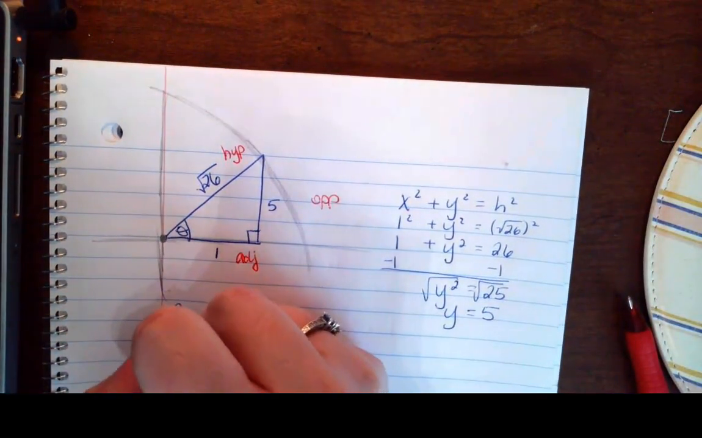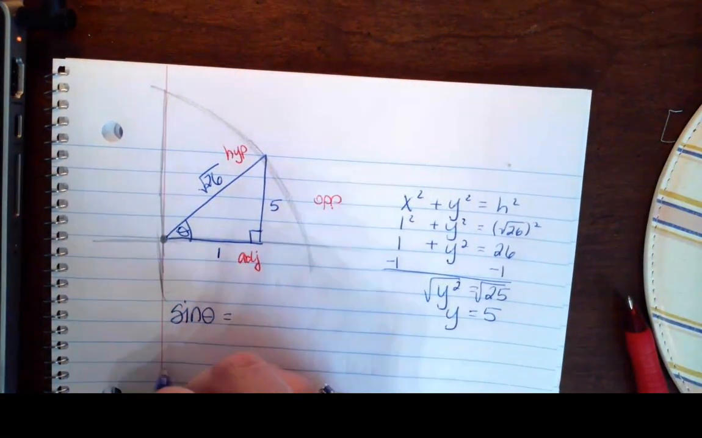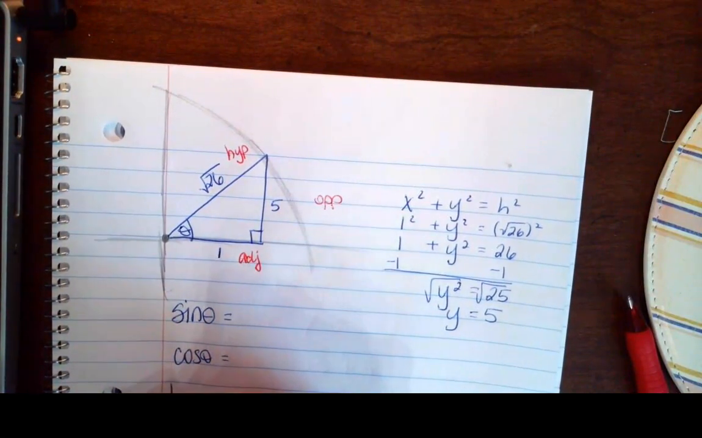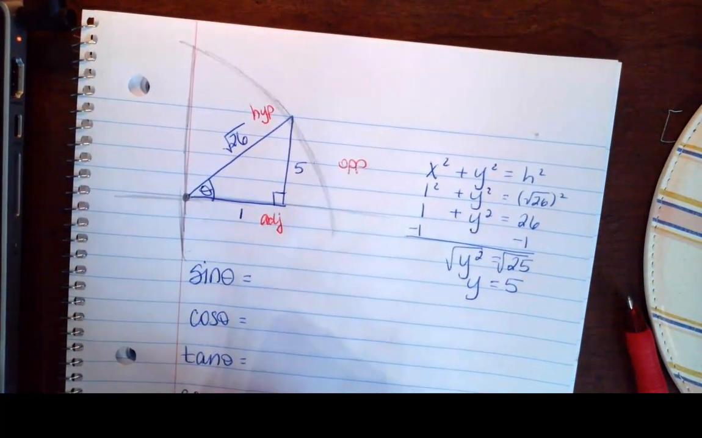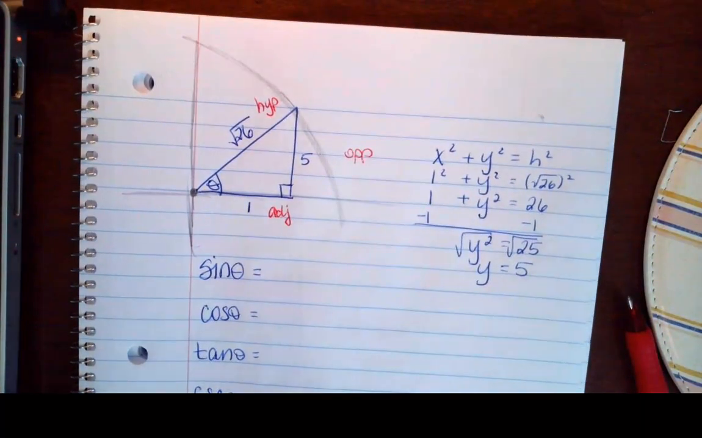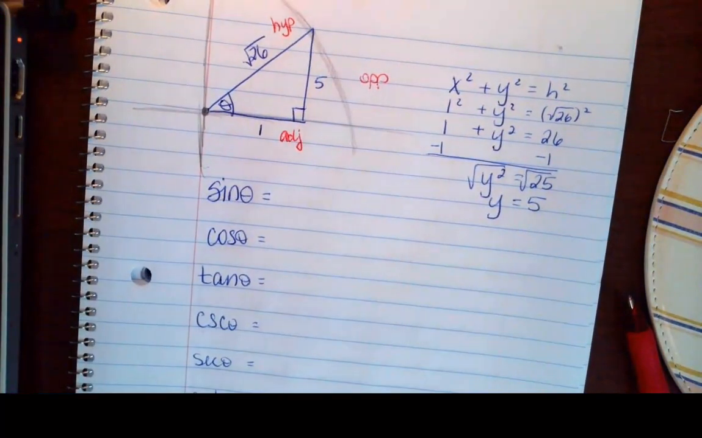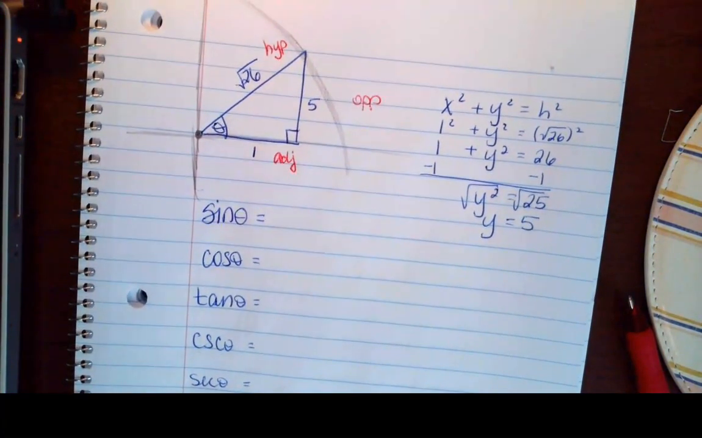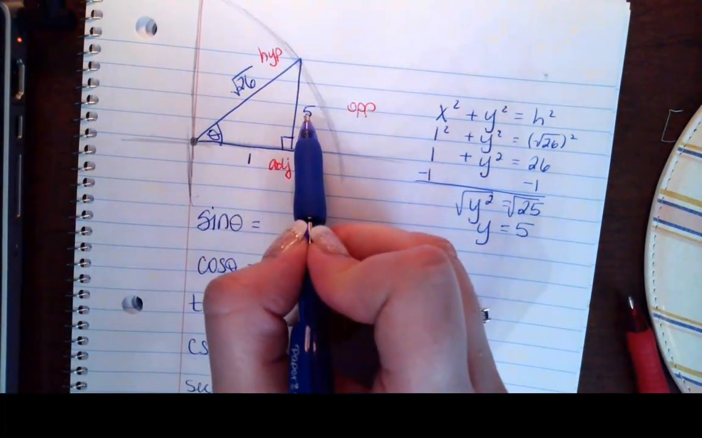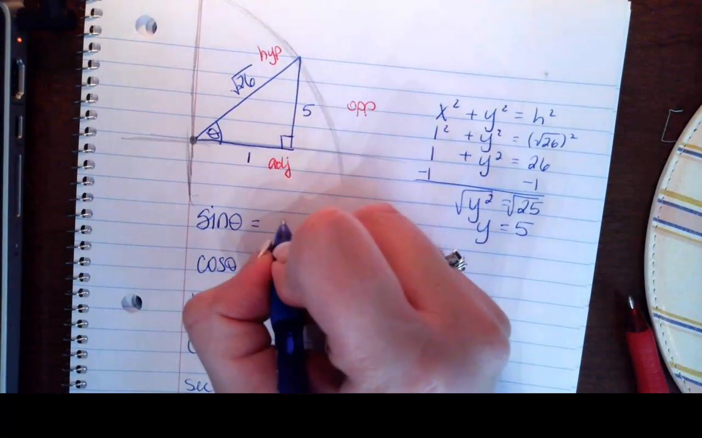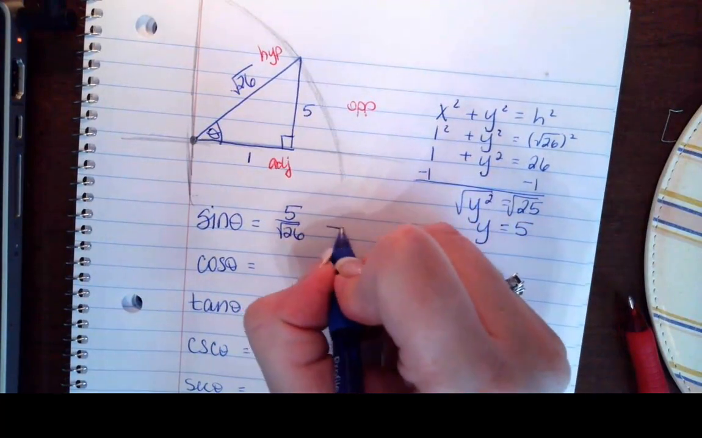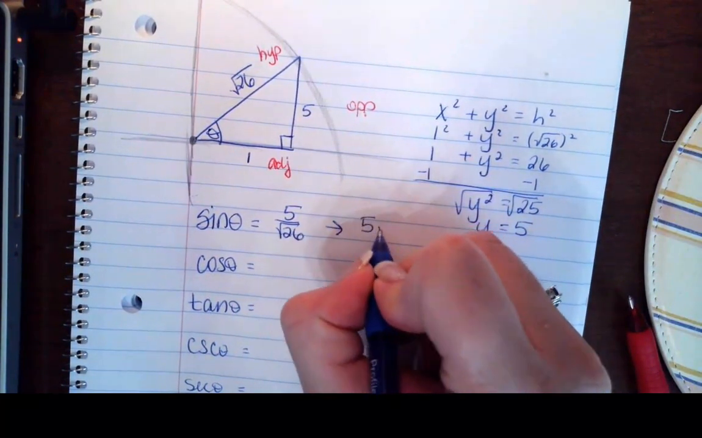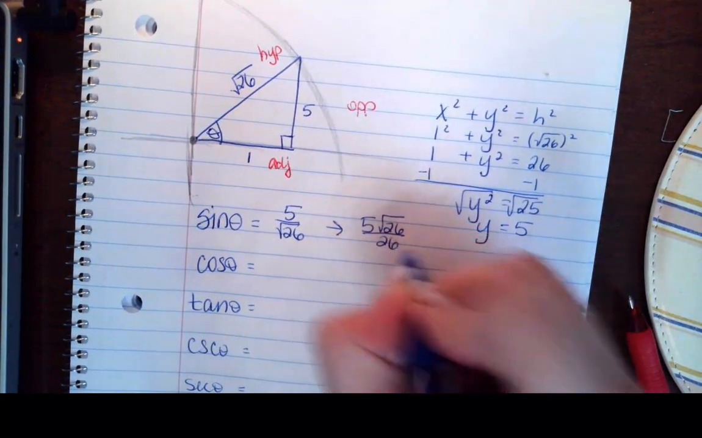All right, so what do we have? We have the sine of theta. We have the cosine of theta. We have the tangent of theta. We have cosecant theta, secant theta, and cotangent theta. And it doesn't matter the order that I do them in, as long as I pay attention when I'm entering the answers. Okay. So for sine, we're going to do opposite over hypotenuse. So I'll have 5 over root 26. I need to rationalize, so that will give me 5 root 26 over 26.